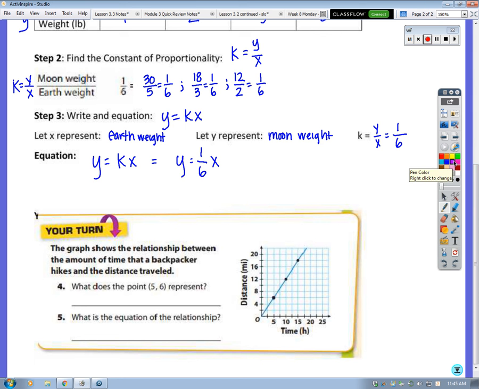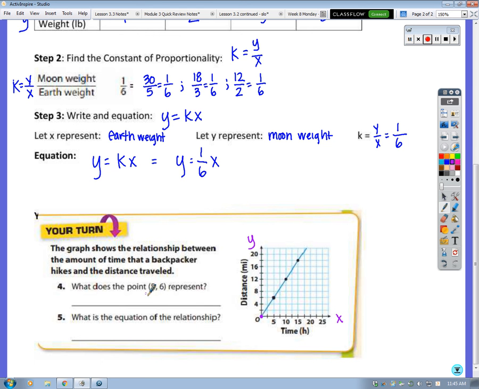Okay, so let's take a look at the Your Turn. Here it says the graph shows a relationship between the amount of time that a backpacker hikes and the distance traveled. Alright, super cool. We got a graph here. I like graphs. They're nice and visual. And we know that the graph of a proportional relationship is going to be a straight line through the origin. So we already know that this represents a proportional relationship because it's a straight line through the origin. But we're going to go ahead and practice and answer these questions in Your Turn.